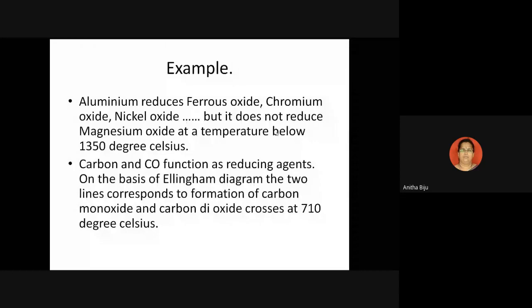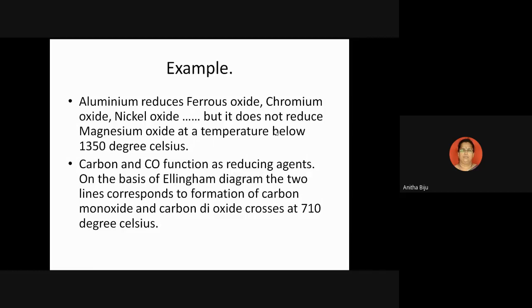Next point is carbon and carbon monoxide functioning as reducing agents. On the basis of the Ellingham diagram, the two lines corresponding to the formation of carbon monoxide and carbon dioxide cross at 710 degrees Celsius. That is also visible in the diagram. These are some applications on the basis of the Ellingham diagram. You can look at the temperature where these two lines, one related to carbon dioxide and another to carbon monoxide, cross at 710 degrees Celsius.